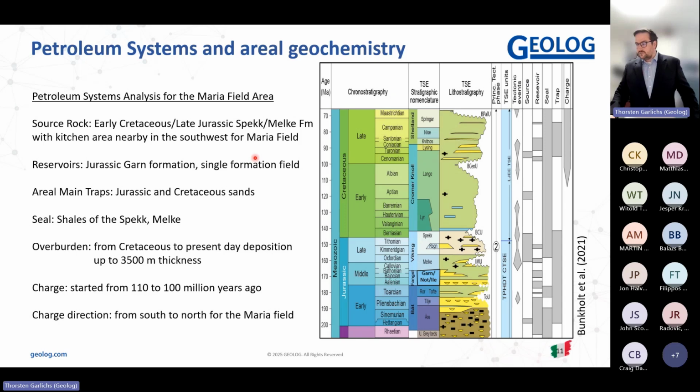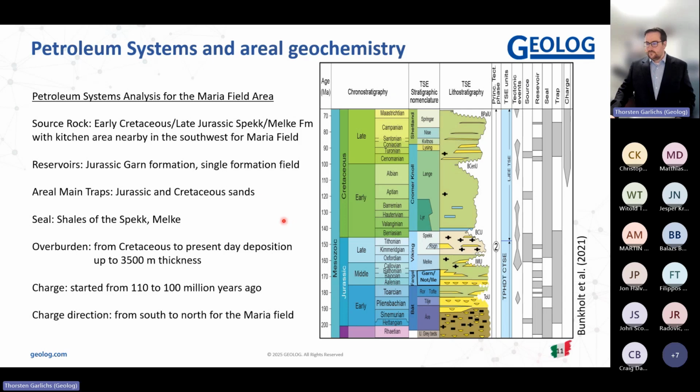Not only for the Maria field, but in many other fields in this area, the Spekk formation and Melke formation are the main source rock. The reservoirs are either, here in this Maria field, the Jurassic Garn formation, but also other formations are potential as reservoir traps. The Garn formation for the Maria field is a single formation. There are no other formations included for the Maria. In the area, also seen here and highlighted here, there are other reservoirs present, so mainly Jurassic and Cretaceous sands.